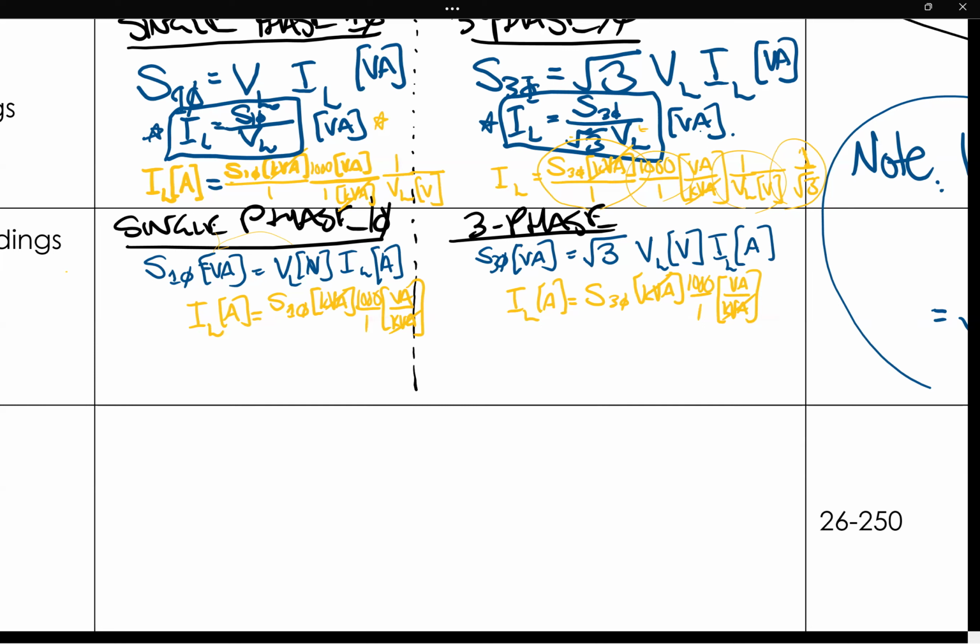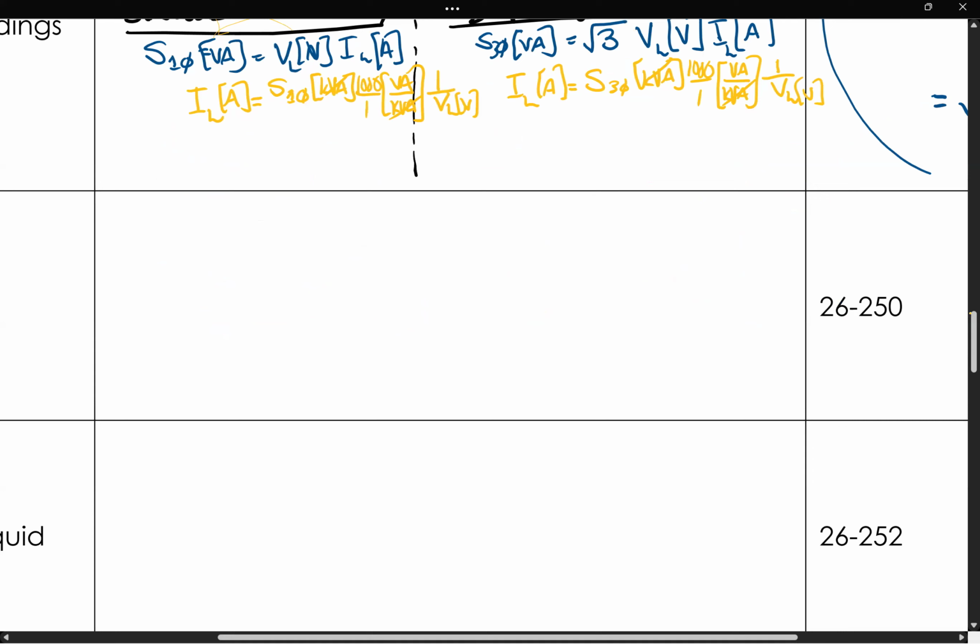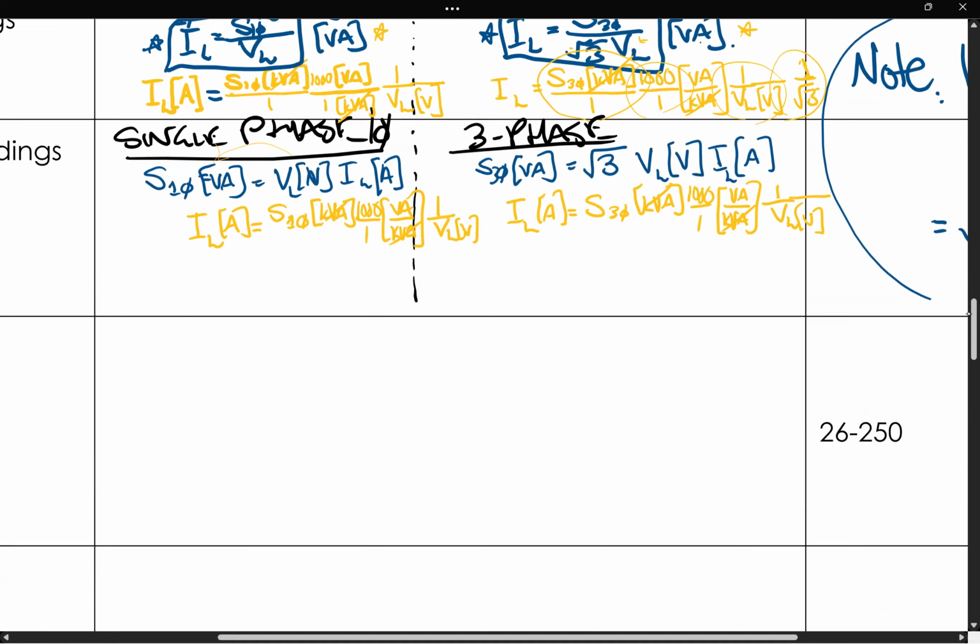I'm following this formula right now. I want to divide by the voltage, which is the same as multiplying by the inverse of the voltage. That's measured in volts. And that's it for single phase. And for three phase, we don't forget about this √3 that we also have to divide by, or multiply by 1 over √3. And that's how we do it.